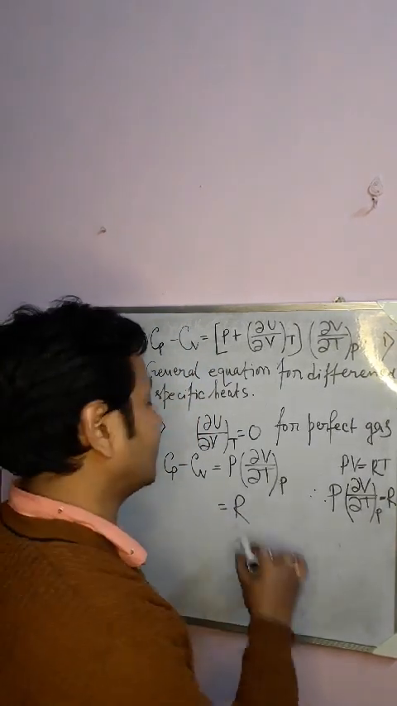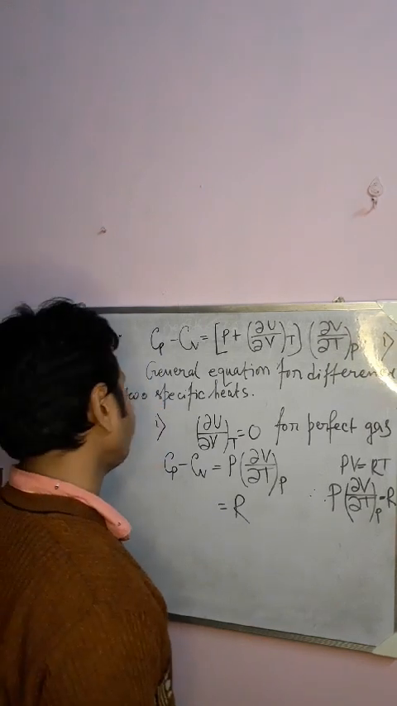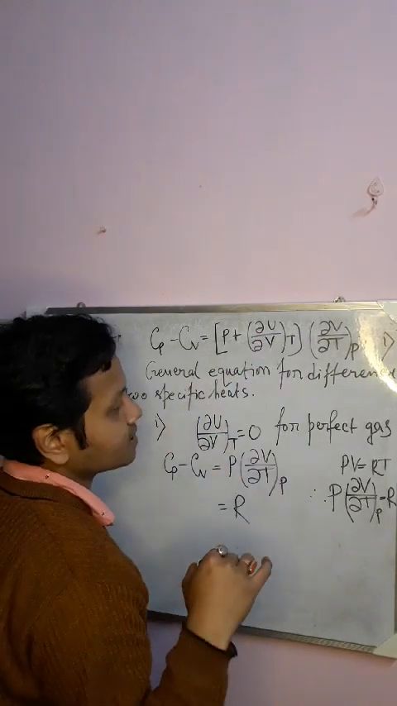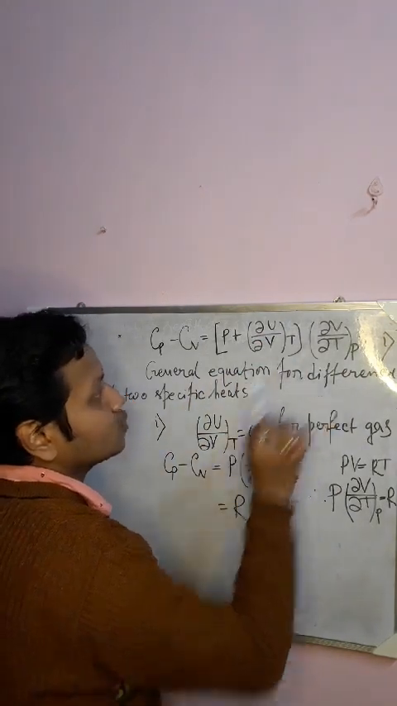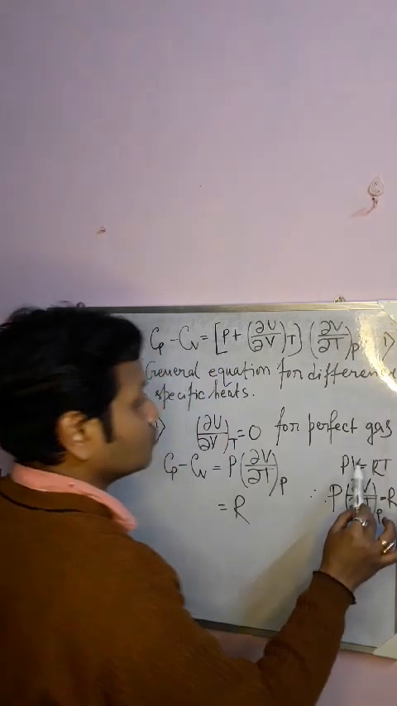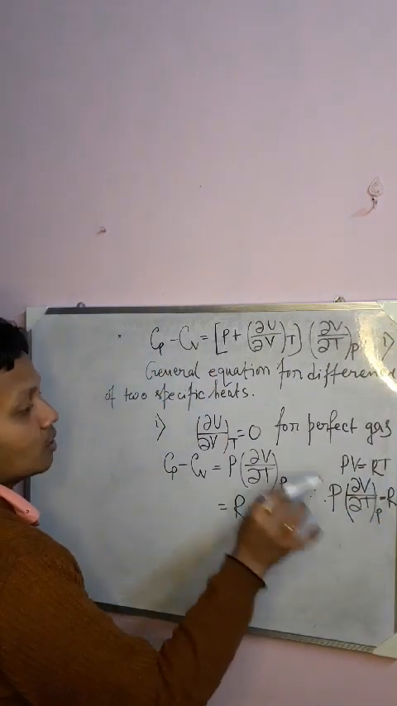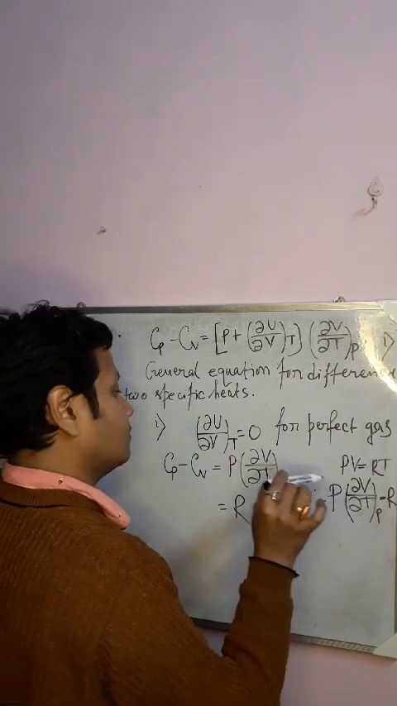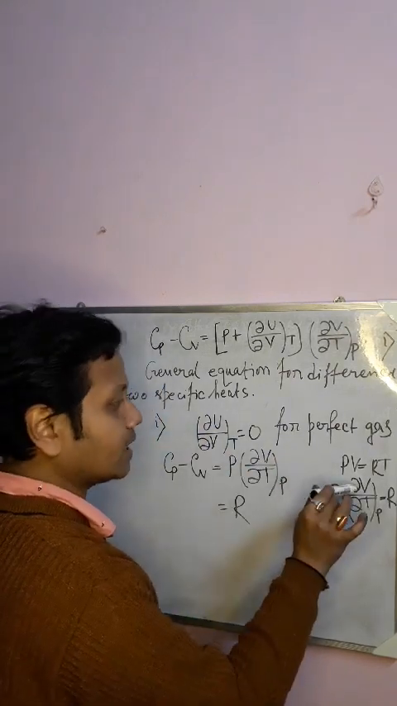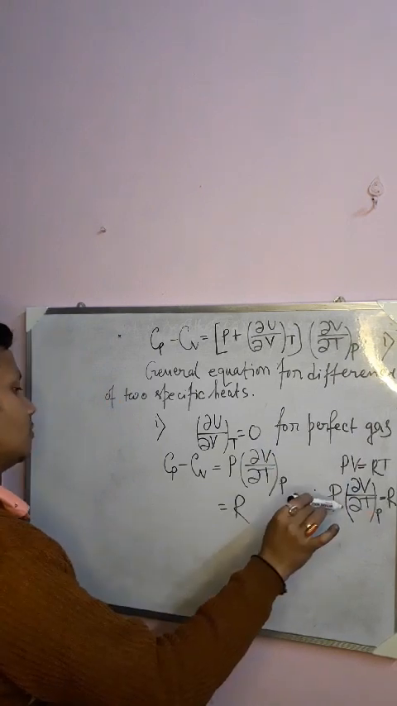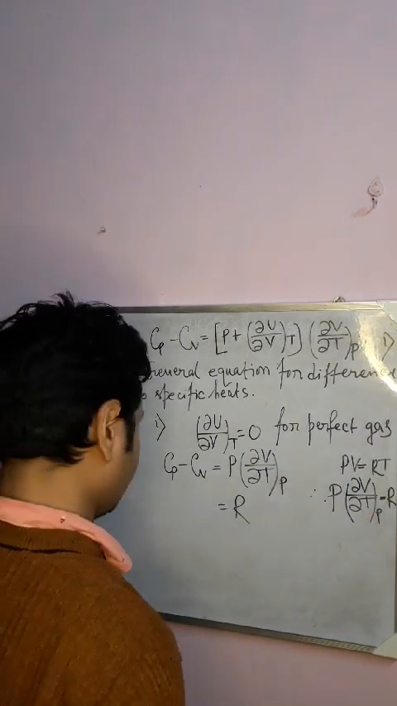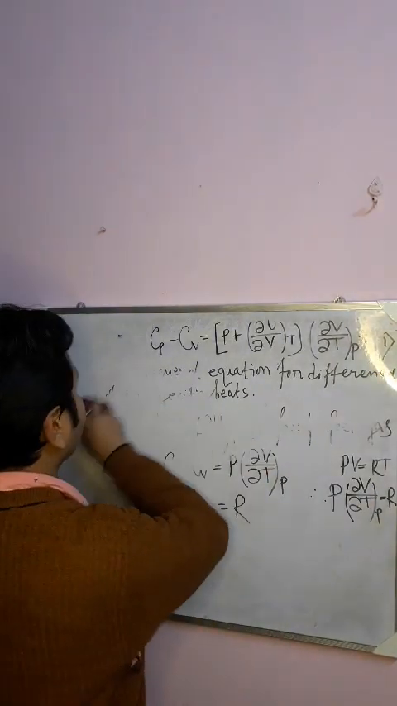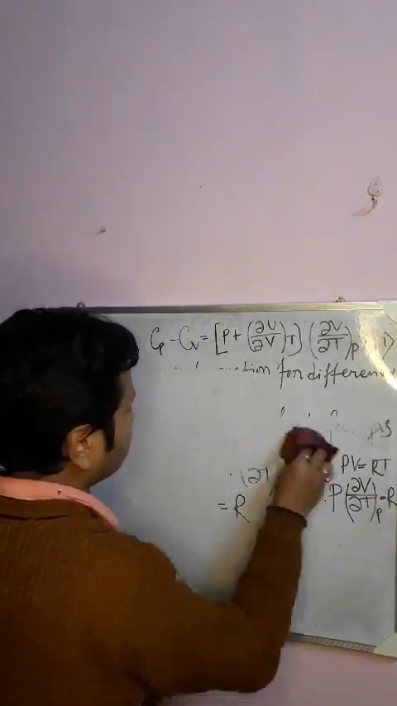So we see that it agrees with the actual result. So for a perfect gas, this term vanishes. There remains P into del V del T at constant pressure, and by using the PV equals RT equation, by keeping pressure constant, we differentiate this with respect to T, and we will get the result. Okay.